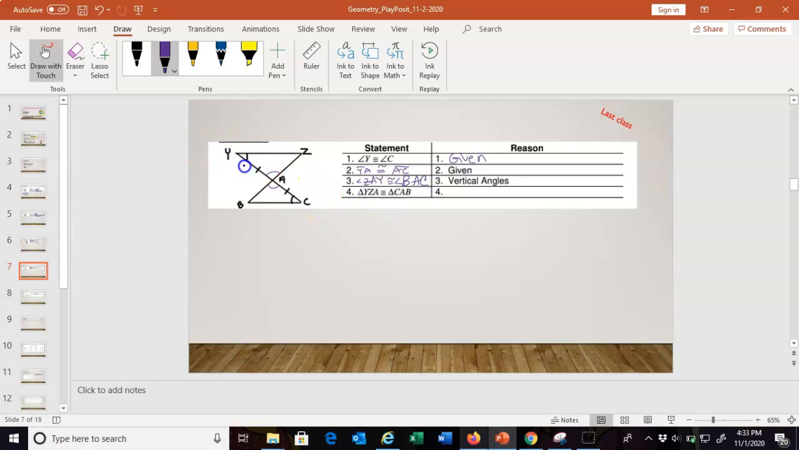Here we go. Now let's see what markings we have. We have angle, side, angle. Angle, side, angle, congruence postulate. Shorthand.